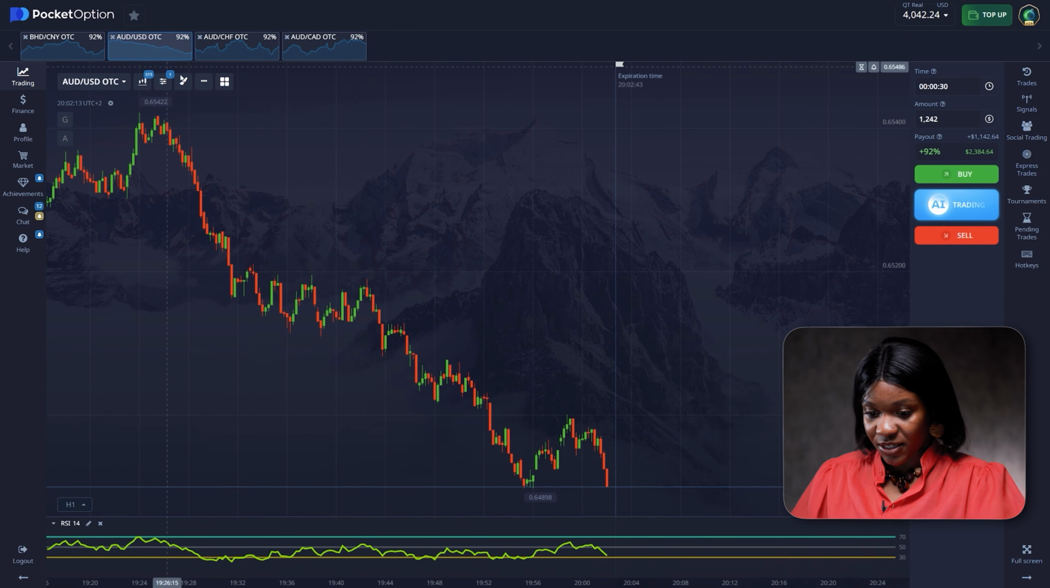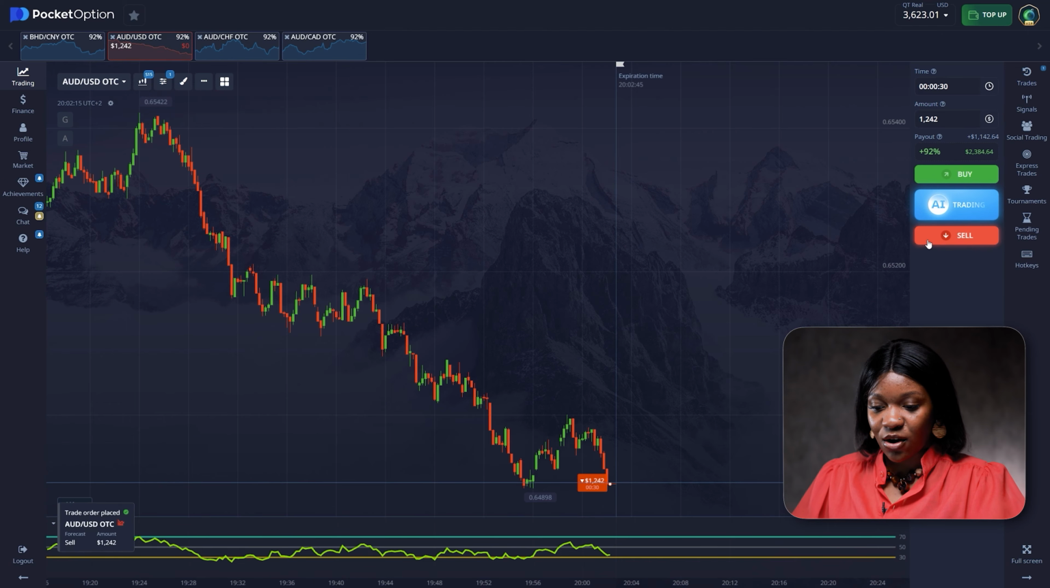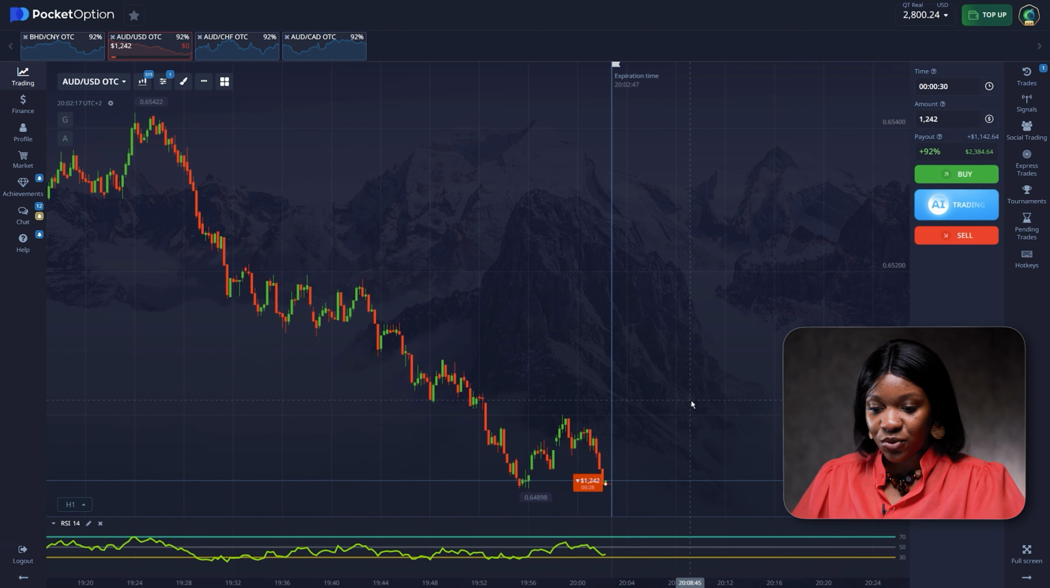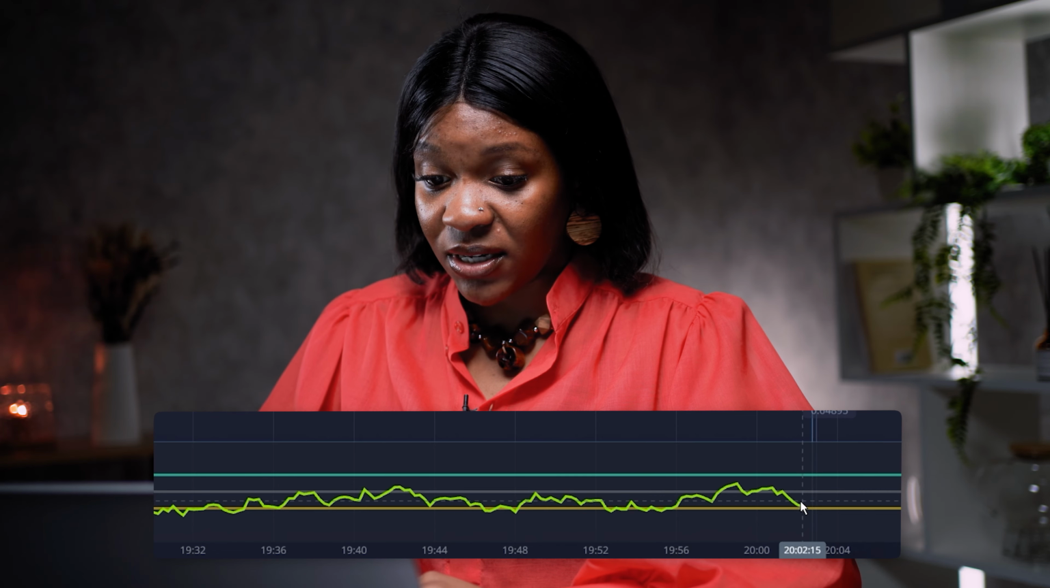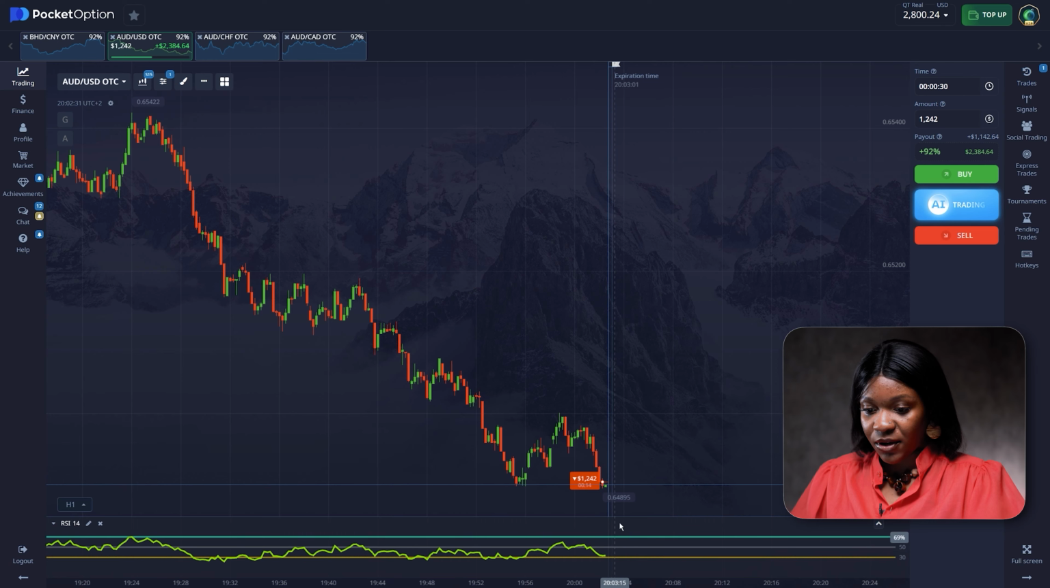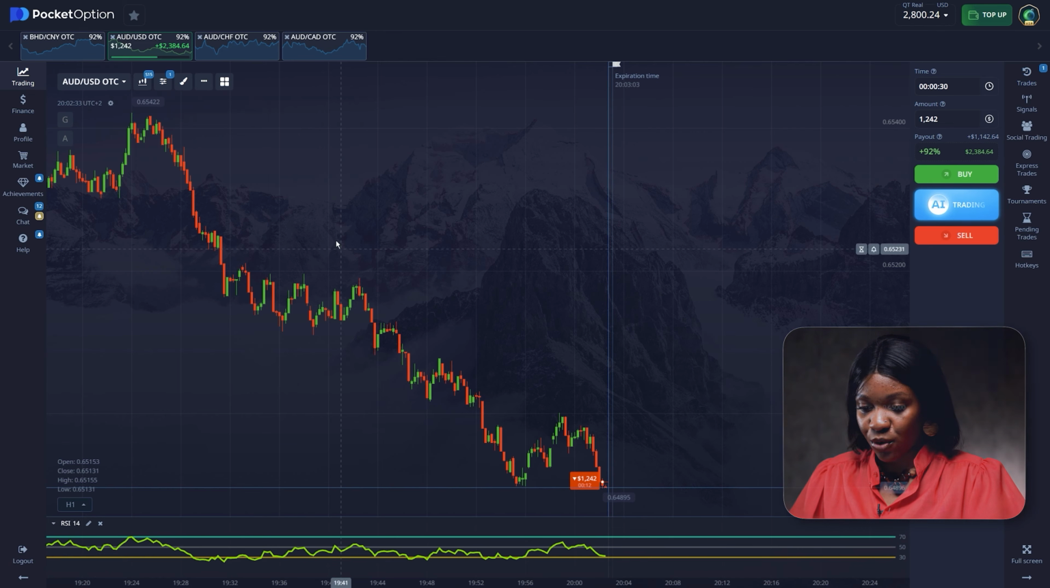$1,242. Great result. Let's move on to the next currency pair. Here we see a downward movement, and on the continuation of this downward movement, I open a put option and wait for the expiration time. Because the RSI is not in the oversold zone here, which means that the road down is open. Because of this, I've opened put option.